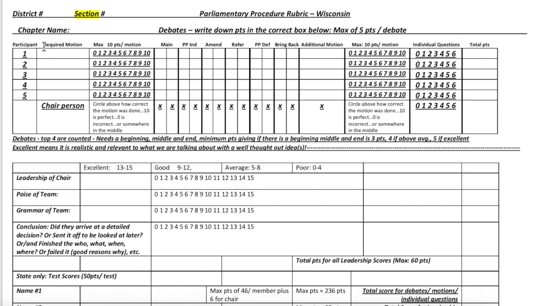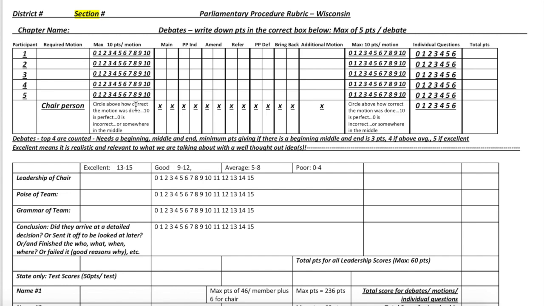And then you'll write down the required motion. So these will be on the index cards. They will be on their chair. And how that works is when you set them out, you write down which chair has which required motion. And you're going to fill that in before the contest even starts.